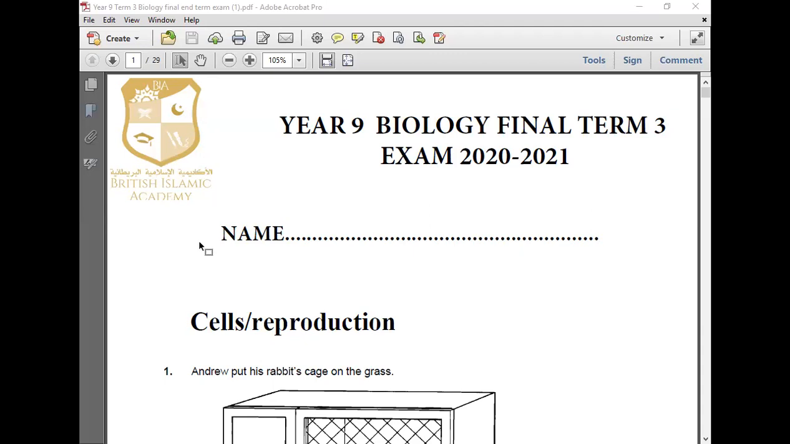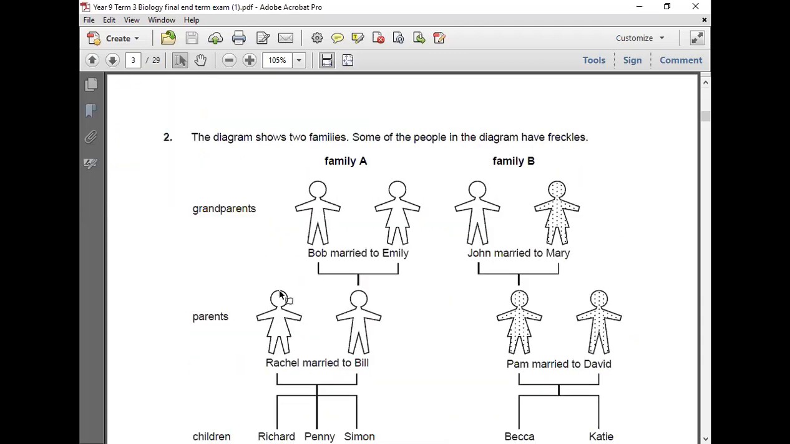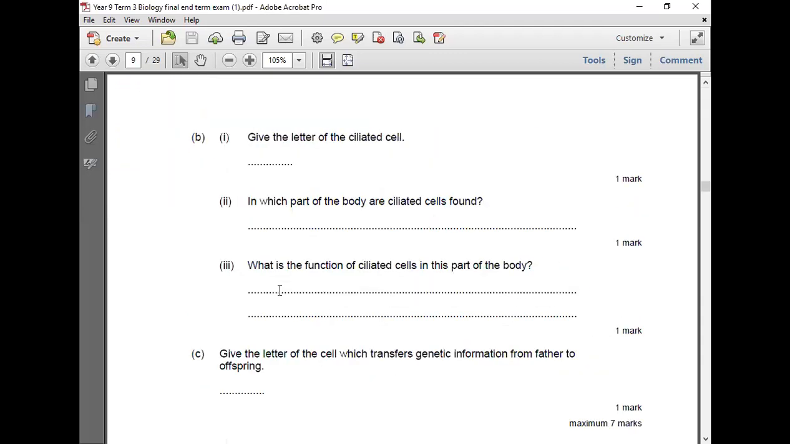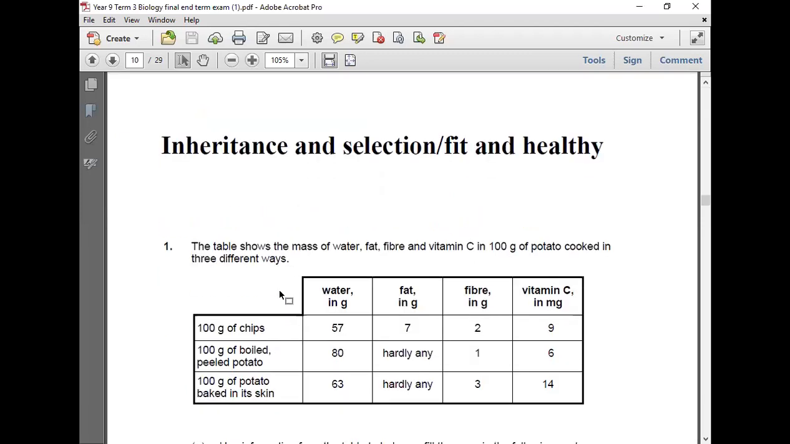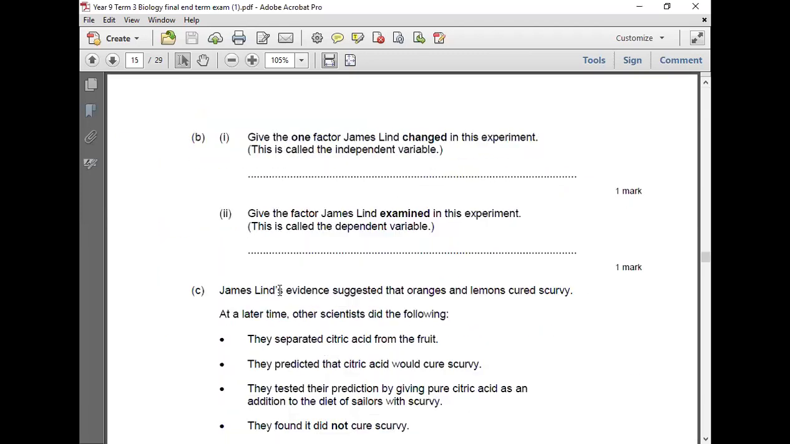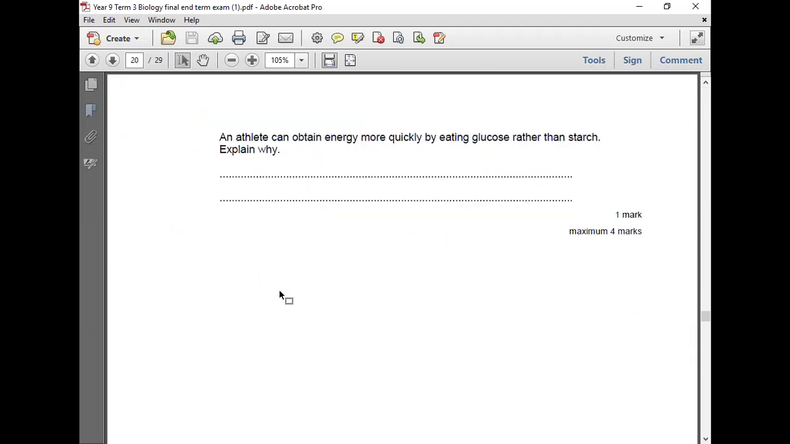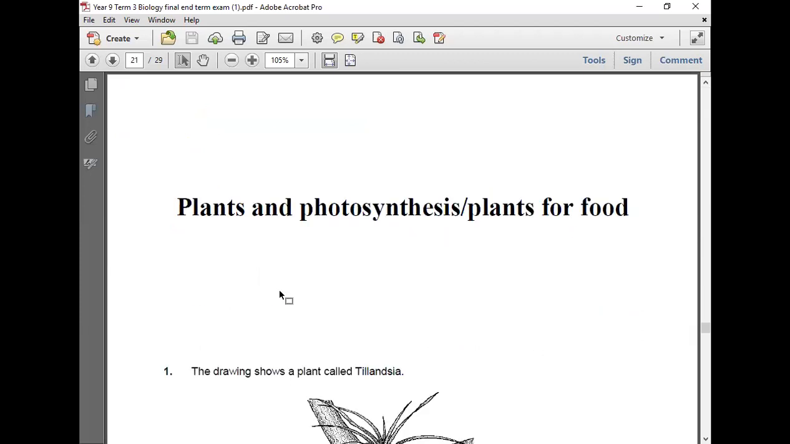So inshallah, today's lesson, we're going to discuss your last biology test. The first part of this test is about cells and reproduction. It has only three parts. The second part is about inheritance and selection, fit and healthy. And the third part, if you remember, it was about plants and photosynthesis, or plants for food.